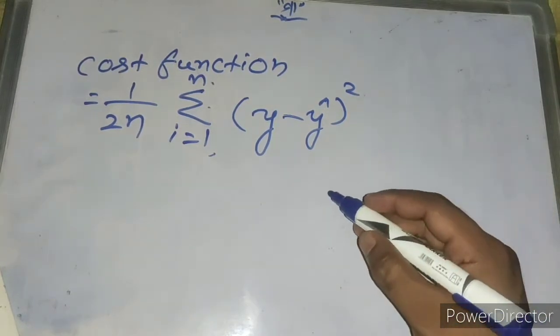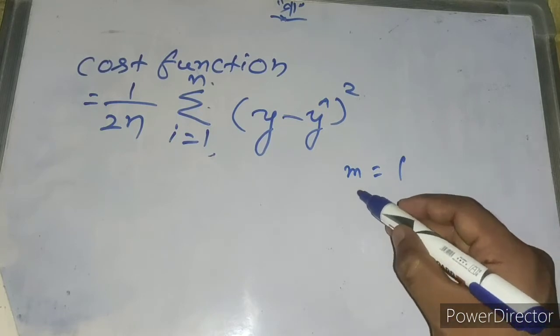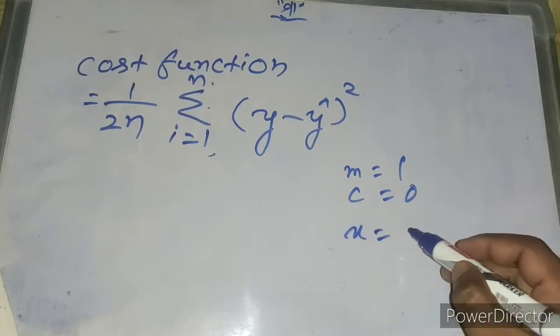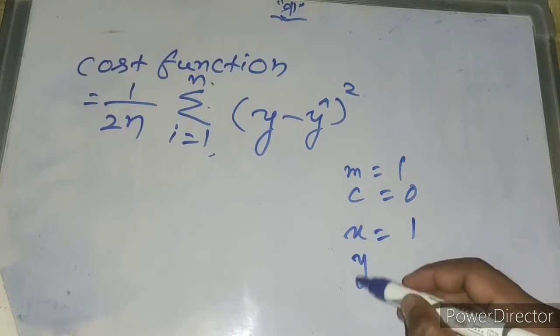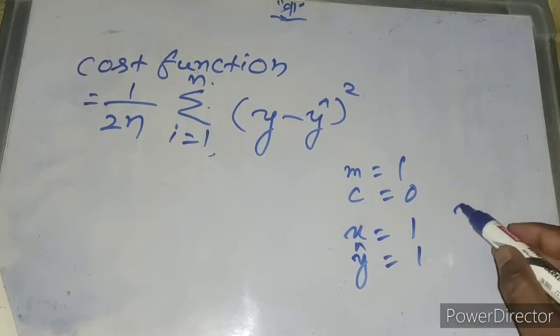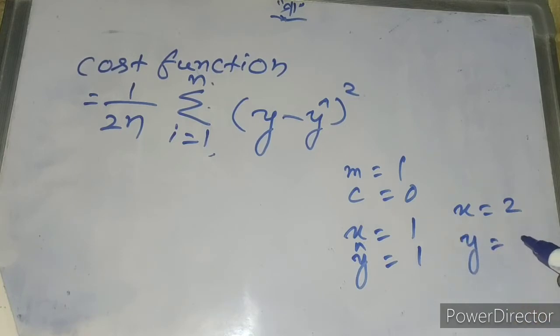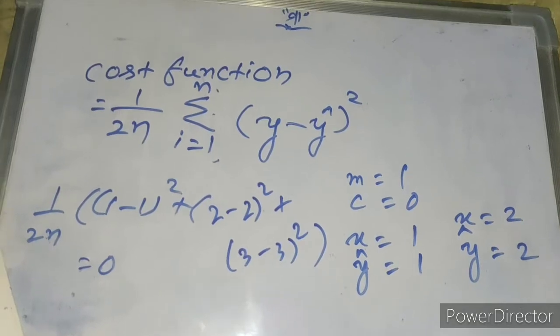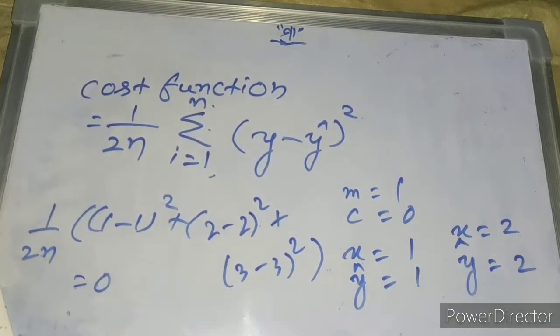Let's take here m equal to 1 and c equal to 0. So the value will come as, when x equal to 1, suppose y cap equal to 1, x equal to 2, y equal to 2, y cap equal to 2. Like that, as we have seen on the screen, the expression can be written in this way: 1 by 2n, and if we expand y minus y cap square, it will be something like (1 minus 1) square plus (2 minus 2) square plus (3 minus 3) square. As we are getting the same value, when x equal to 1, y equal to 1.